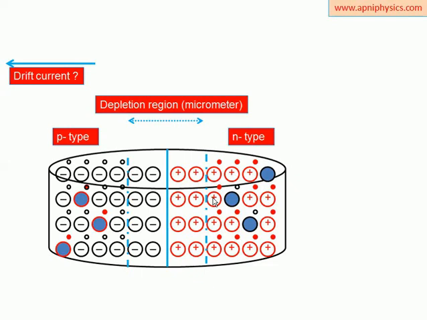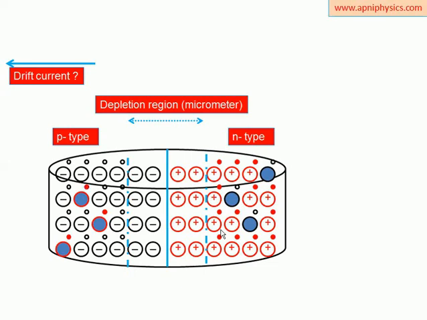But when this depletion region has almost developed, the drift current starts to increase. At a certain point the drift current becomes equal to the diffusion current, and at that time we say that there is no more net flow of charge carriers from the n side to the p side or from the p side to the n side, whether majority or minority charge carriers. So here the point is related to the drift current.